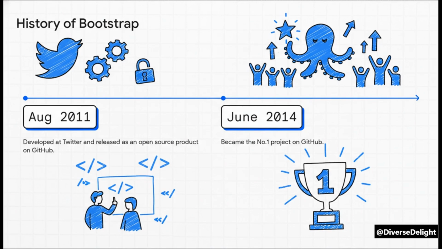Now, this thing didn't just appear out of nowhere. Believe it or not, it was actually born at Twitter. A couple of developers there, Mark Otto and Jacob Thornton, built it to make their own internal tools look more consistent. Well, when they released it to the public back in 2011, it just exploded. Before long, it became the single most popular project on all of GitHub. Yep, that's a pretty big deal.